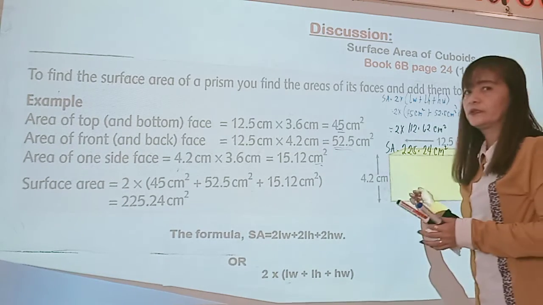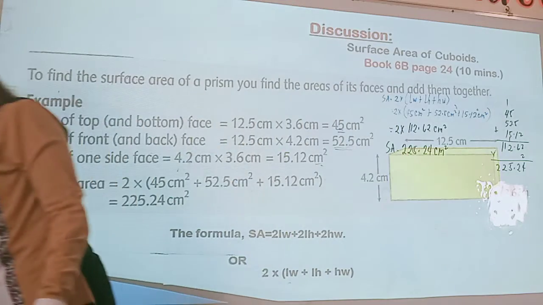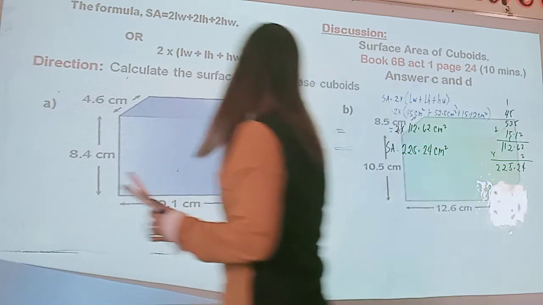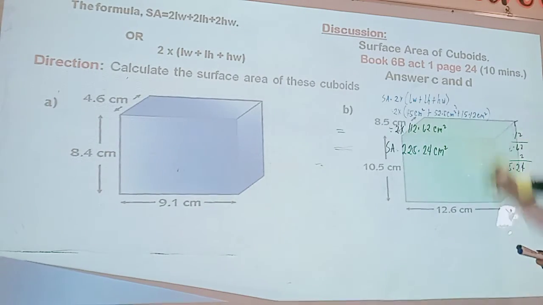Any questions? If you don't have any questions, let us do your activity on page 24, activity number 1.